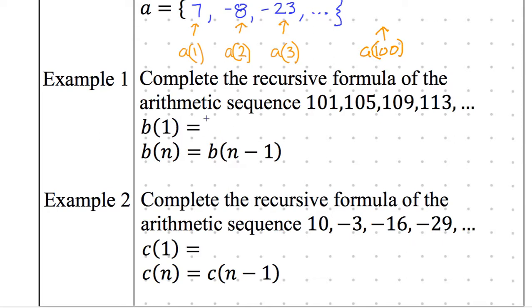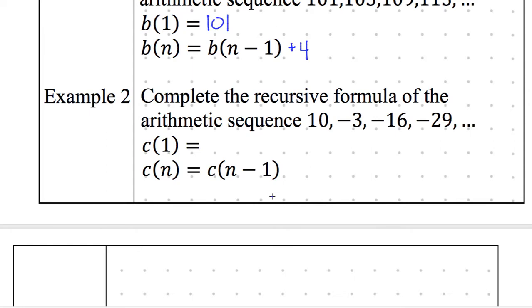Okay, B of 1 is what? 101. Yep. What does that translate to? B of 1, what's another way of asking that? What is our starting point, or first term? So it's 101. Then what is our rule? You have the current term, do the last term, then do what to it? Plus 4. Last term, then add 4 to it. Done. You just did example 1. It's that easy.